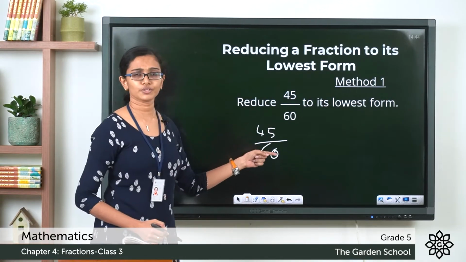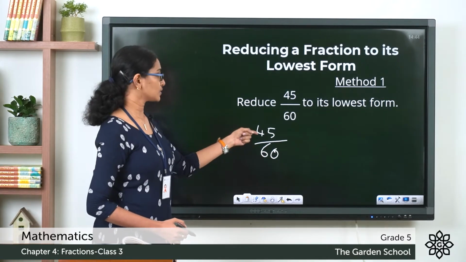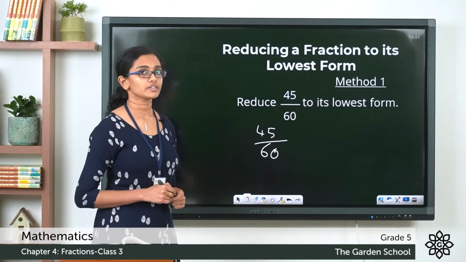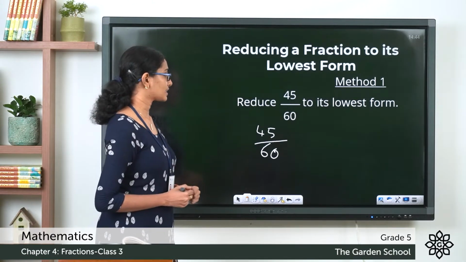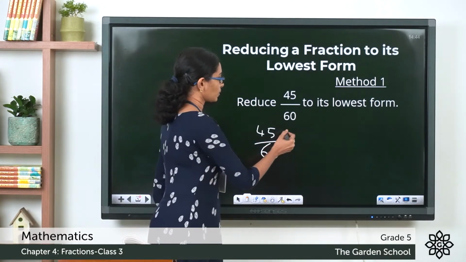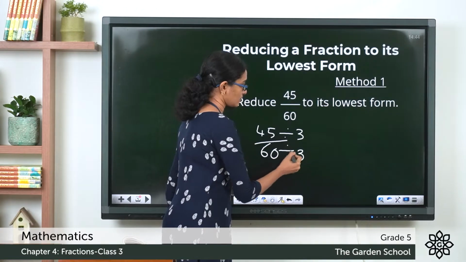Are they divisible by 2? No, right? Are they divisible by 3? Yes, you can divide both 45 and 60 by 3. So 3 is a common factor for both 45 and 60, right? So let's divide both 45 and 60 by 3.